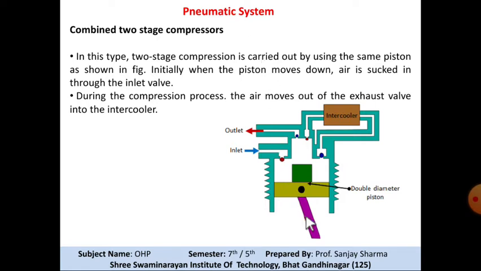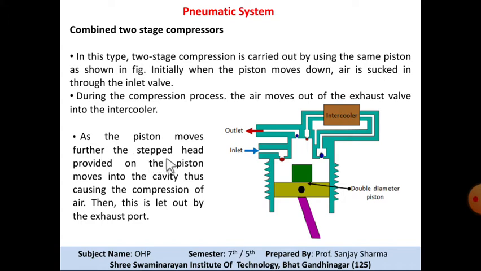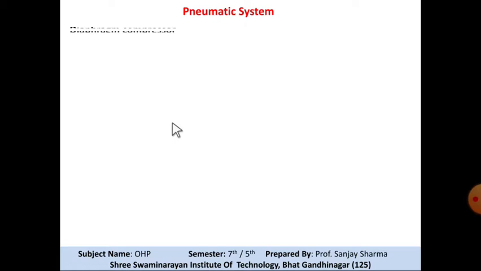It is operated by a single connecting rod only, but there are two different piston diameters. As the piston moves further, the stepped head, as it is termed, provided on the piston, moves into the cavity, thus causing the compression of air. Then this is let out by the exhaust port. So this is the exhaust port. There is only one inlet and one outlet, but internally the air enters the chamber twice, compressing and moving forward. So this is how the two-stage compression takes place.